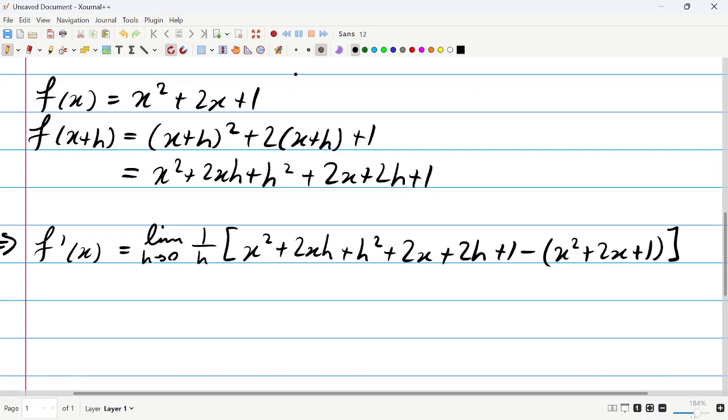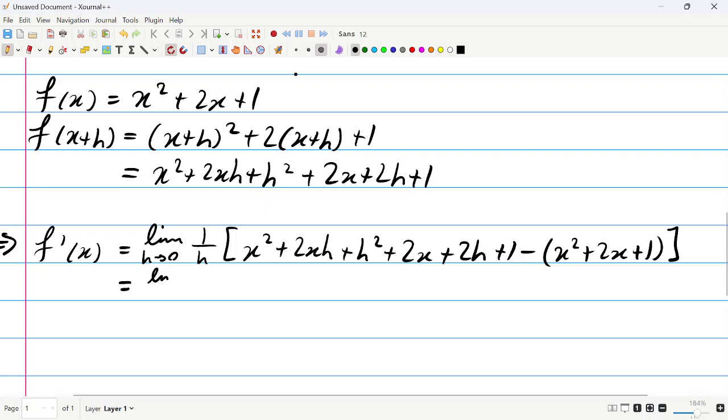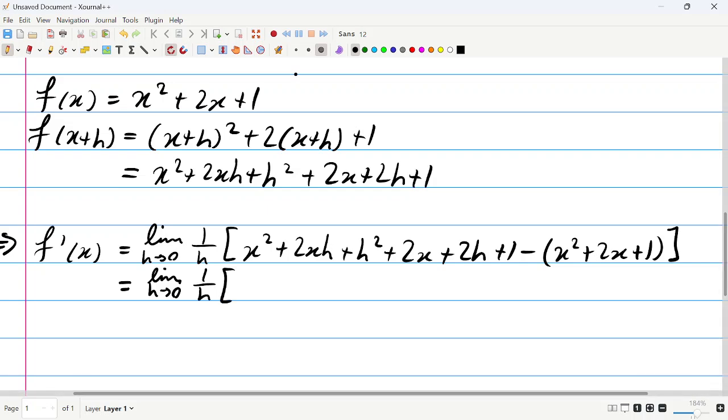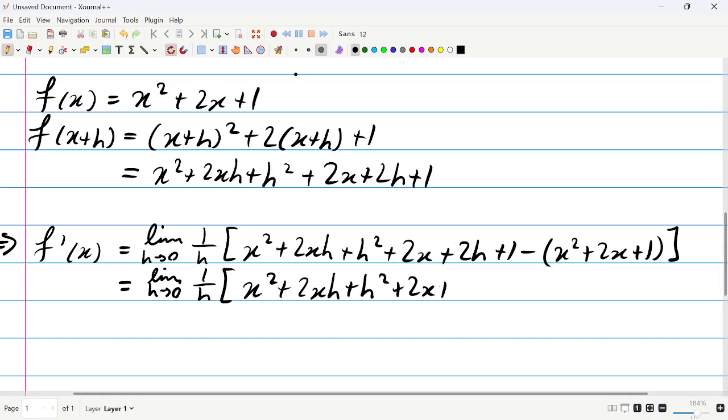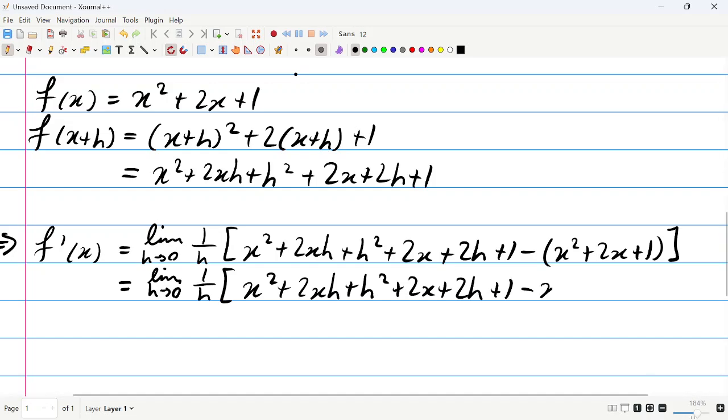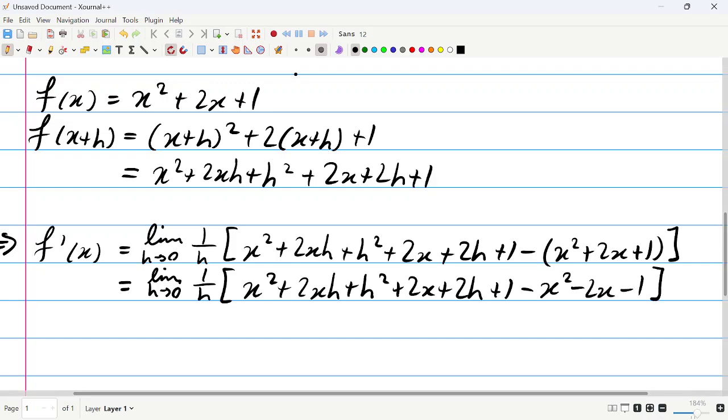Okay. And then from here we just simplify. Keep simplifying as much as you can. So the limit as h approaches 0 of 1 over h times (x squared plus 2xh plus h squared plus 2x plus 2h plus 1 minus, take the negative into everything, we have x squared minus 2x minus 1). And then what happens? What cancels? The x squares will cancel each other out.